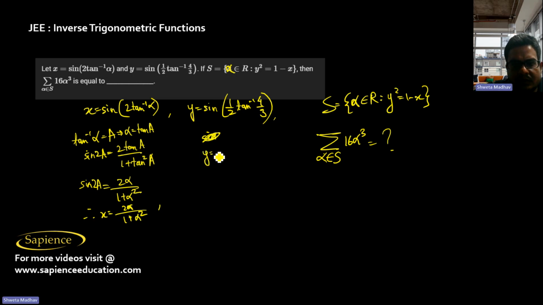Then y is equal to sine of, I can say this is theta by 2, where theta is tan inverse of 4 by 3. Then tan theta is 4 by 3.